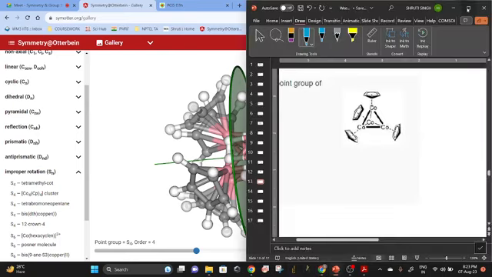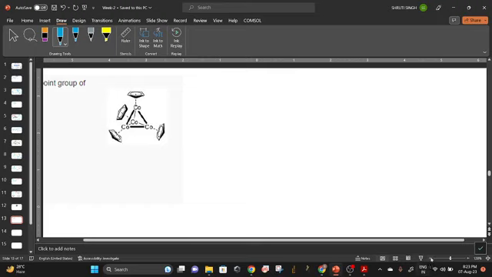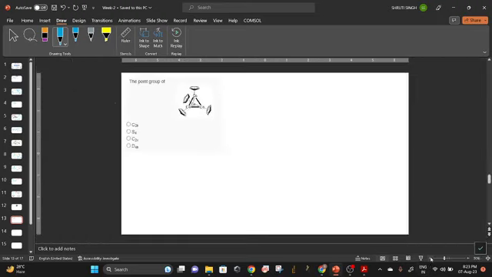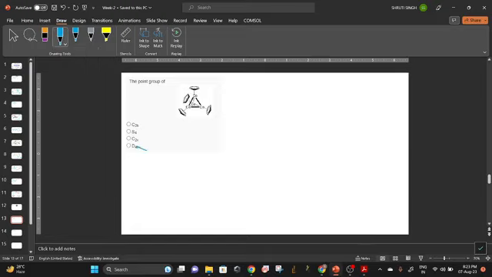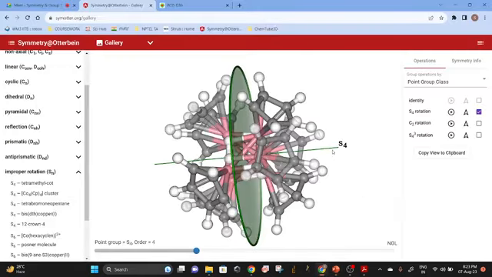Now what else? If C4 is not there, then it can't be D4, okay? So this is wrong. Now C2 is there, S4 we saw, C2H and V. Now we have to look for planes, whether any planes are there or not.